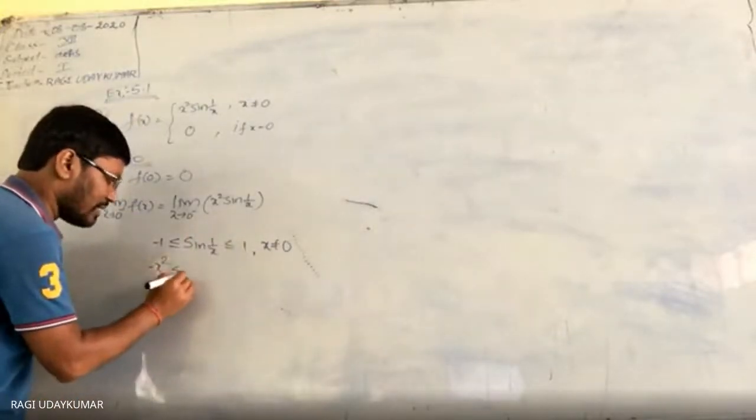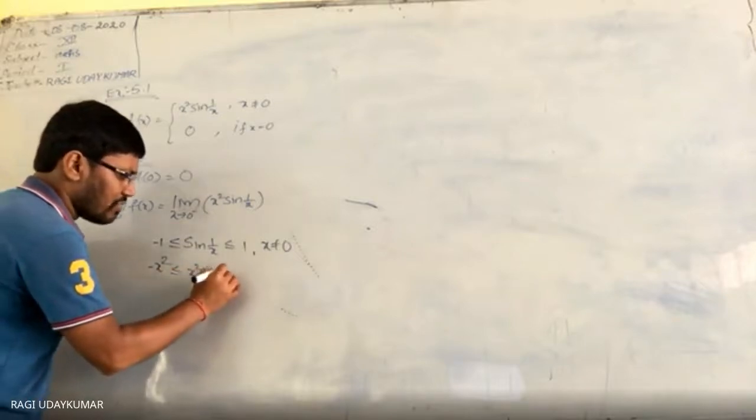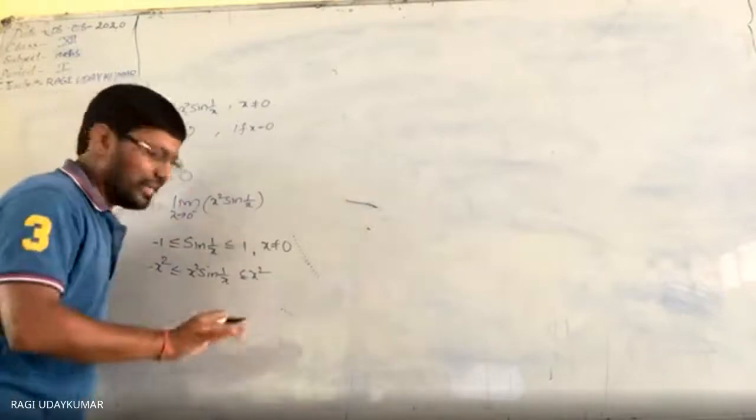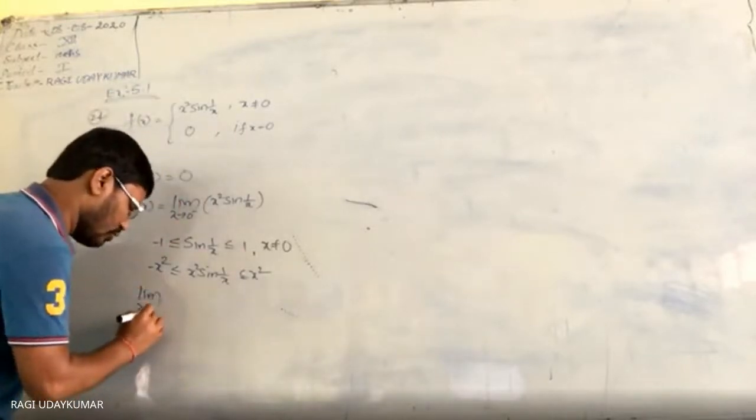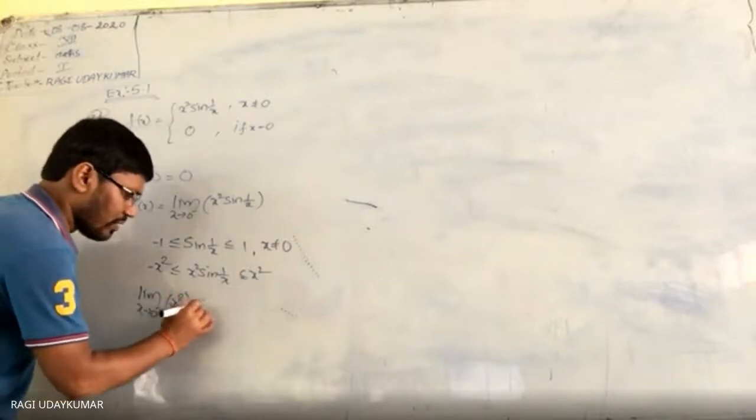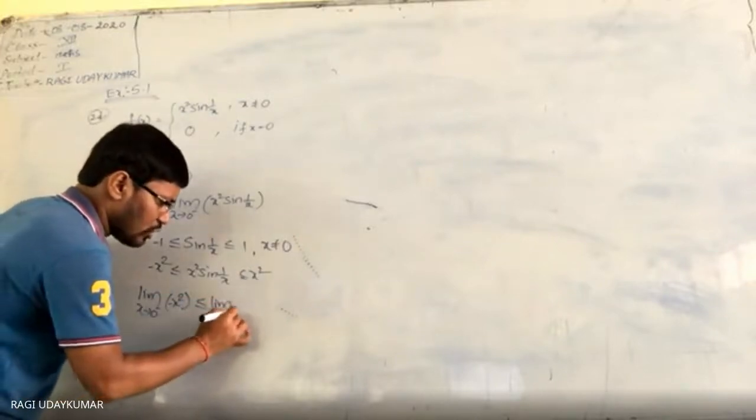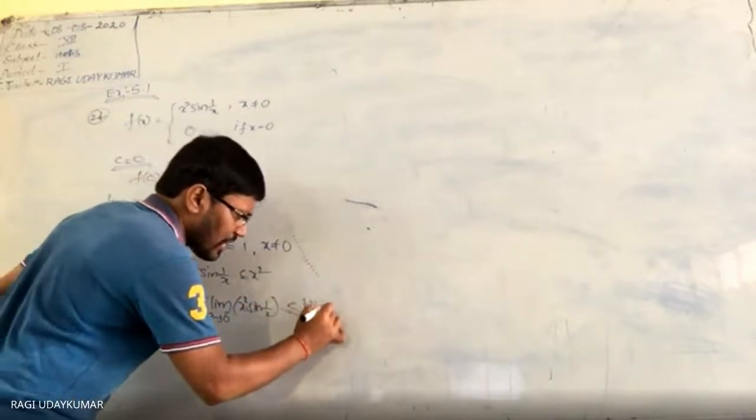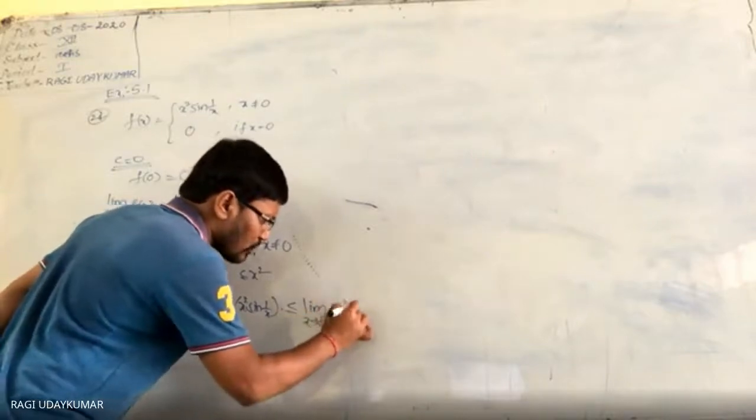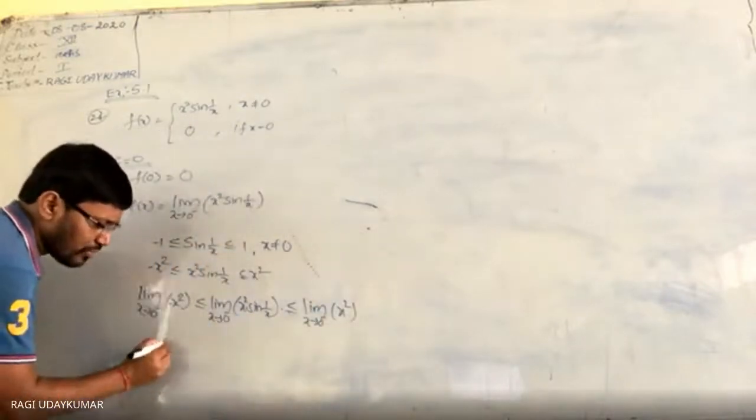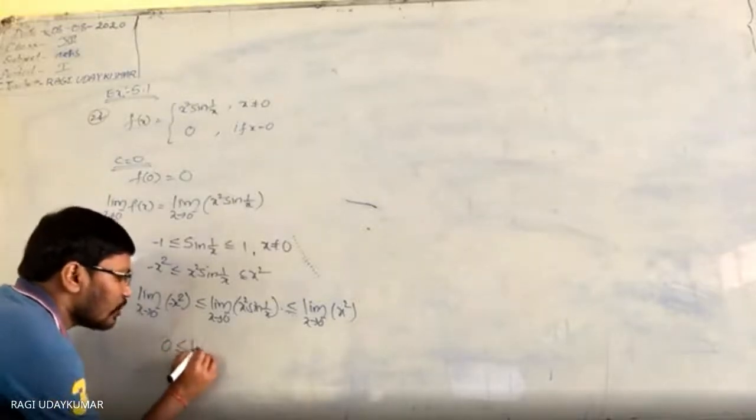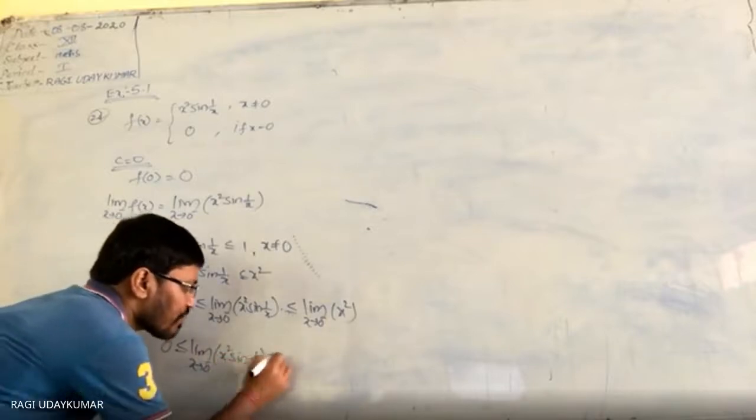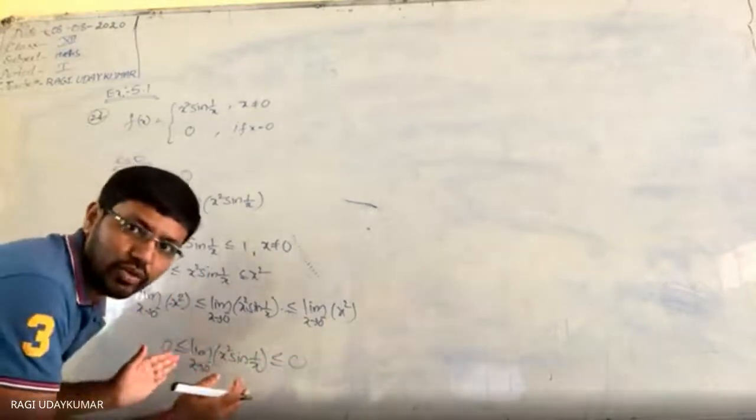So minus x square less than or equals to x square sine 1 by x less than or equals to x square, we are going to get. And you apply the limit x tends to 0: minus x square less than or equals to limit x tends to 0 of x square sine 1 by x, less than or equals to limit x tends to 0 of x square. So this value will become 0, negative 0, less than or equal to limit x tends to 0 of x square sine 1 by x less than or equal to 0. So this value is sandwiched.